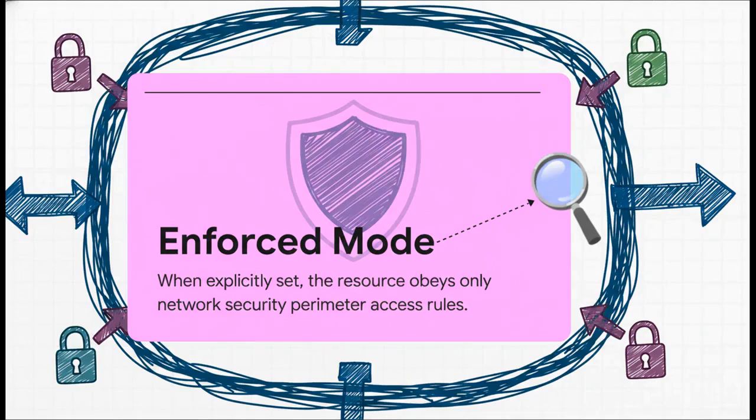And then you have enforced mode. This is the end game. When a resource is in this mode, it is completely locked down. It listens only to the network security perimeter rules. That's it. Any other firewall configs on the resource itself, they're totally ignored. The perimeter becomes the one and only source of truth for who gets in.